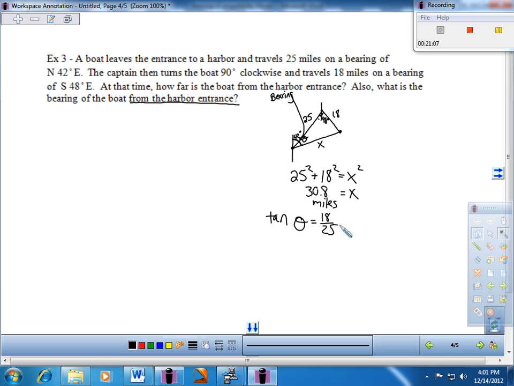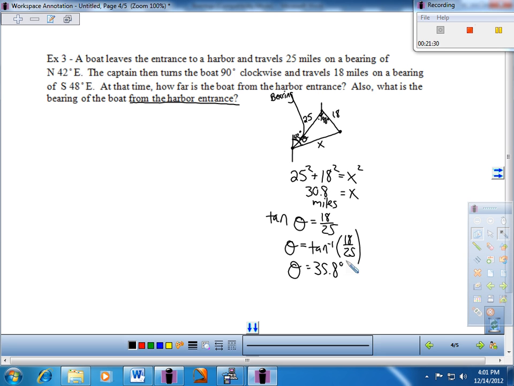And so what that should allow us to do now is an inverse on both sides here. Make sure you're in degree mode on your calculator, please. And so I'm going to do an inverse tangent on that 18 over 25. And when I do that, and again, you're more than welcome to please confirm this piece, I get an angle of about 35.8 degrees.